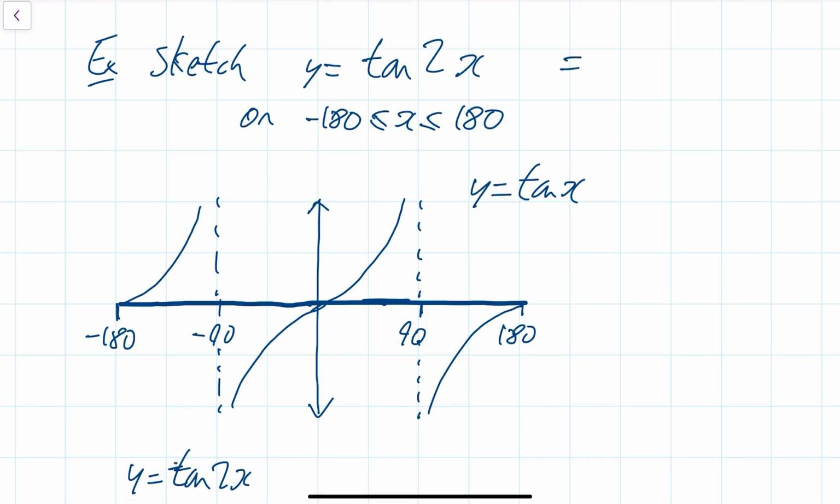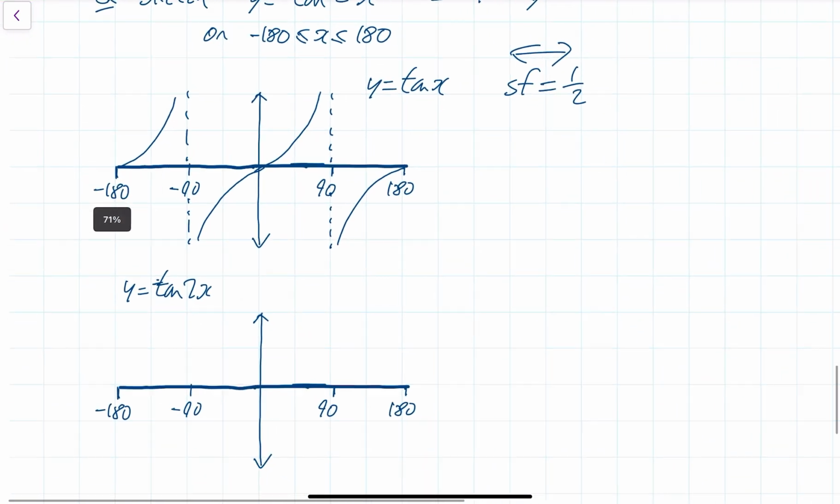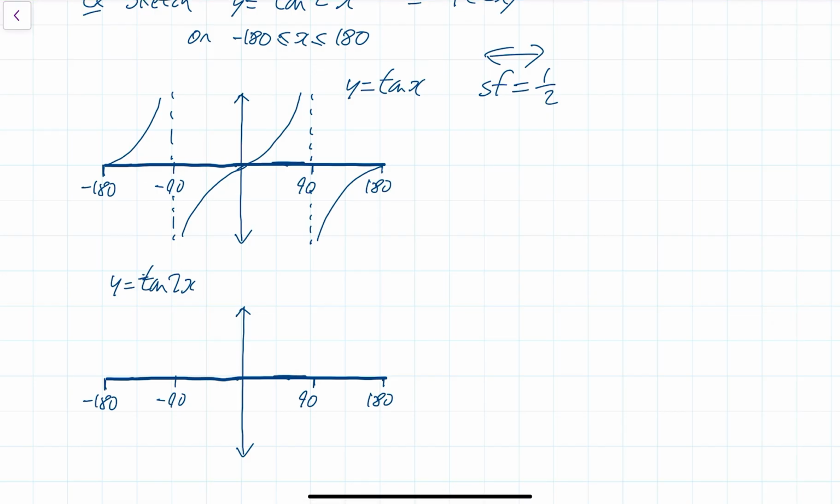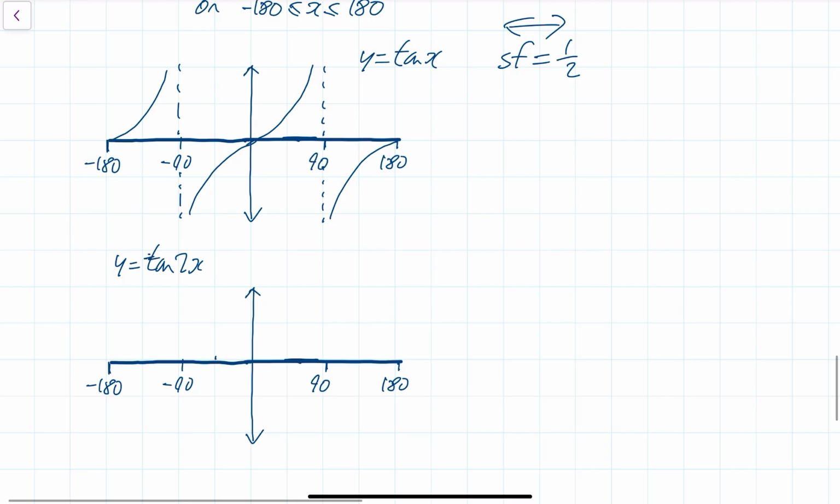Now first of all, we're going to think about this as being f of 2x. So that is a horizontal stretch, scale factor equal to 1 over 2. So it's actually like a compression, so it gets squashed in. So before you do anything else, our asymptotes have to get squashed in as well. So our asymptotes are now, instead of being at minus 90, it's now going to be minus 45. And instead of being at plus 90, it's being plus 45. And then every 90 degrees after that, there will be another one.